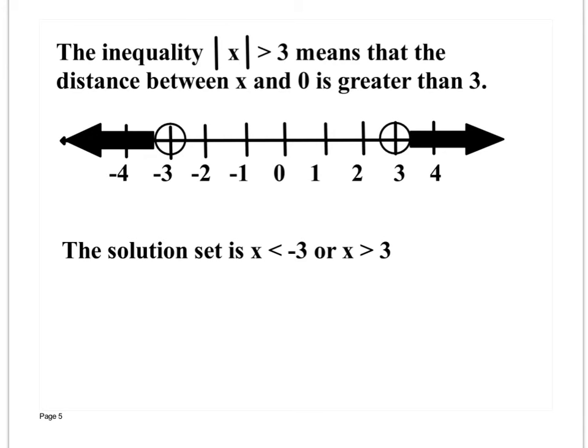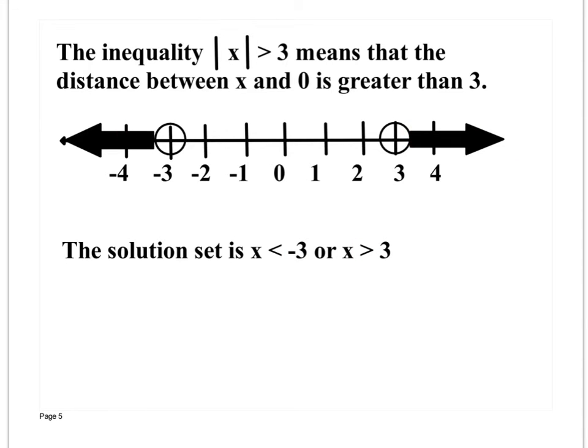All right. We've been doing inequalities where it was less than. Now we're going to do inequalities that are greater than. The inequality of the absolute value of x, which is greater than 3, means that the distance between x and 0 is greater than 3. It could be 4, it could be 5. And so our solution set here is x could be less than -3 or it could be greater than 3.